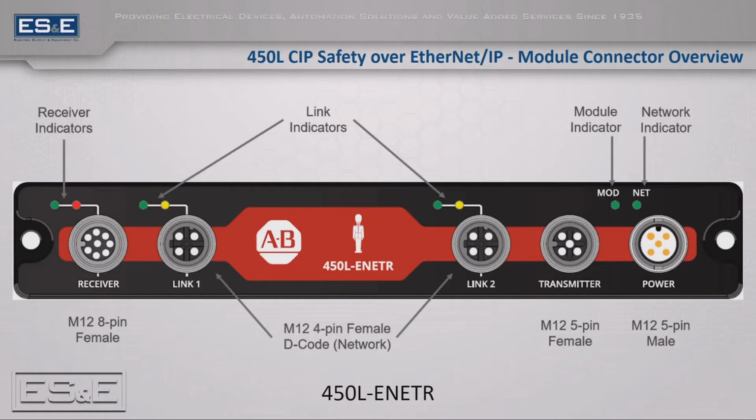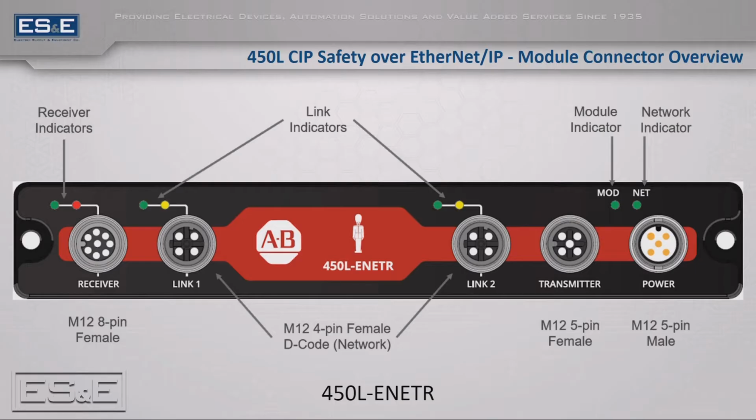The receiver and transmitter have a different number of pins, so you can't get them mixed up. They plug in where they go. And then the transceivers, the light emitters themselves, are going to be interchangeable. So you just take the plug-in module and plug it into either one and you're ready to go.